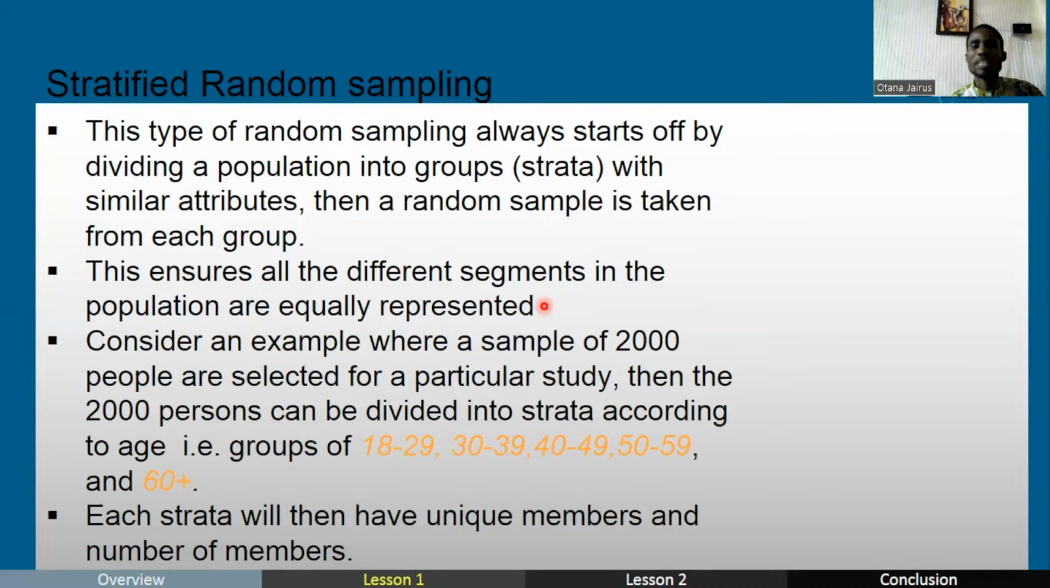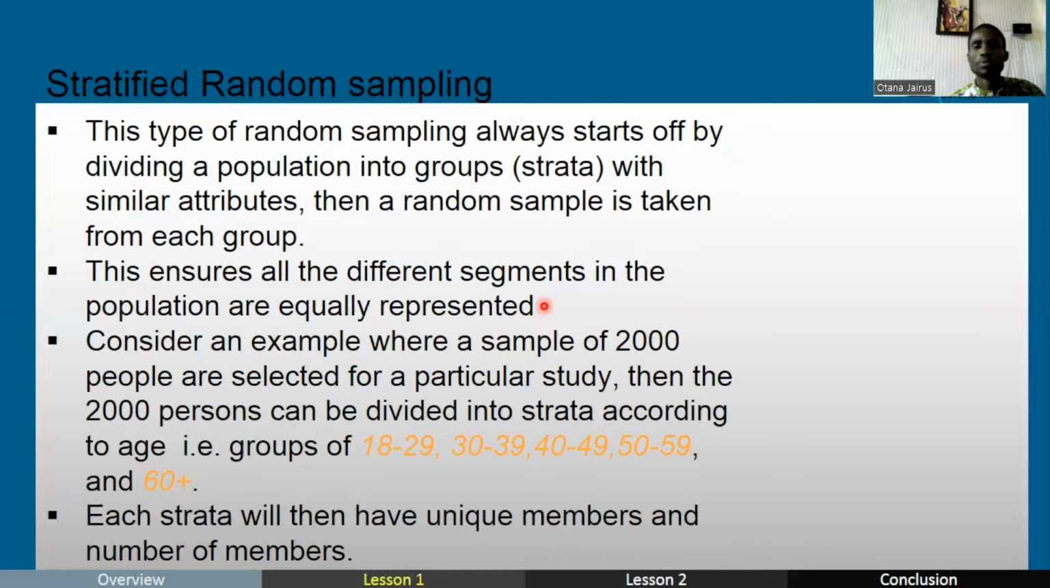So consider an example whereby a sample of 2,000 people are selected for a particular study. You have selected 2,000 people and want to conduct a particular study. Then the 2,000 persons can be divided into strata according to age.